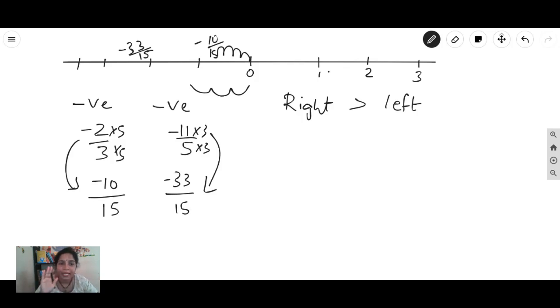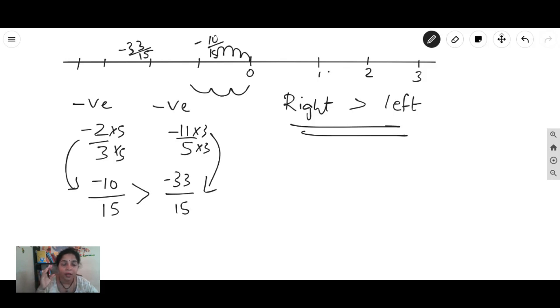That means negative 10 over 15 will be to the right and negative 33 over 15 will be to the left. Using the same principle, whichever is on the right will be greater in value. So we take this one and it becomes greater in value. Correct? It's the same principle always. The right side number will always be greater than the left side number.